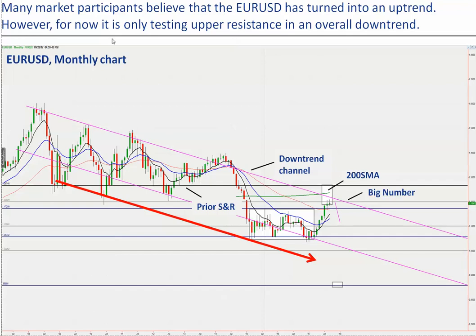This is an update on the long-term development of the euro-dollar chart. Here we're looking at the monthly chart. Many market participants believe that the euro-dollar has turned into an uptrend. However, for now it is only testing upper resistance. We can see if we go back till 2008 that the euro-dollar is in a downtrend. It's actually following a downtrend channel.